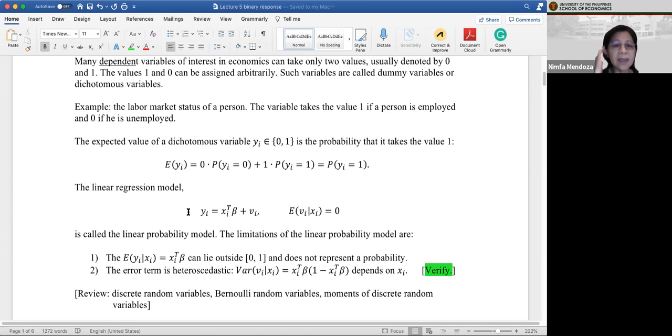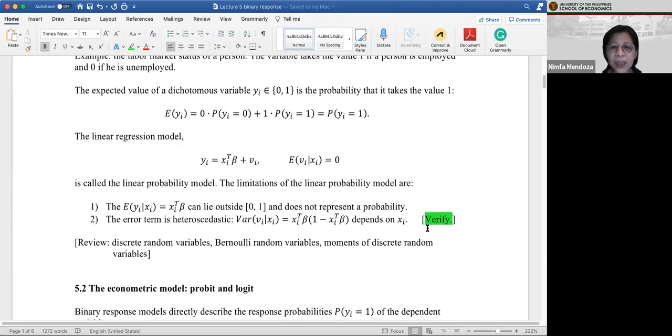Then let's consider the linear regression model. y sub i is equal to x sub i transpose beta plus v sub i, where the expected value of v sub i given x sub i is equal to 0. So we're assuming here that the x sub i's are exogenous. Just to make clear the notation for the disturbance term, we have v sub i instead of u sub i. We will be using u sub i later. This model is called the linear probability model, where y sub i is either 0 or 1.